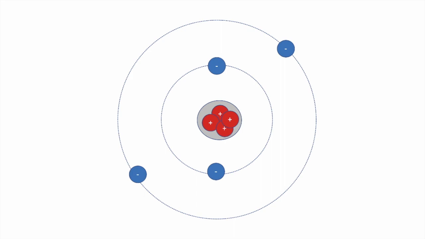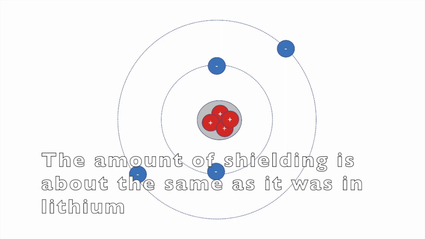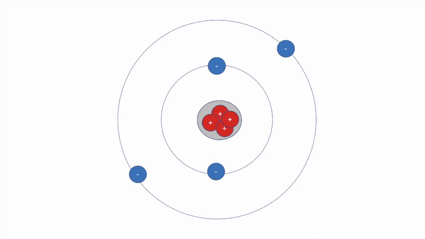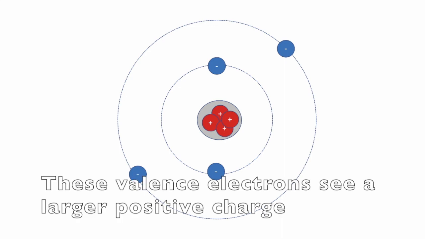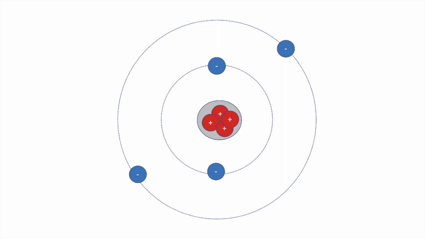Now, beryllium has 4 protons in it. Both of its valence electrons are seeing the same core electrons that the electron in the lithium atom did. So the amount of shielding is the same as it was in the lithium atom. However, these valence electrons are seeing a larger positive charge than the electron saw in lithium because we have 4 protons in the nucleus instead of 3.